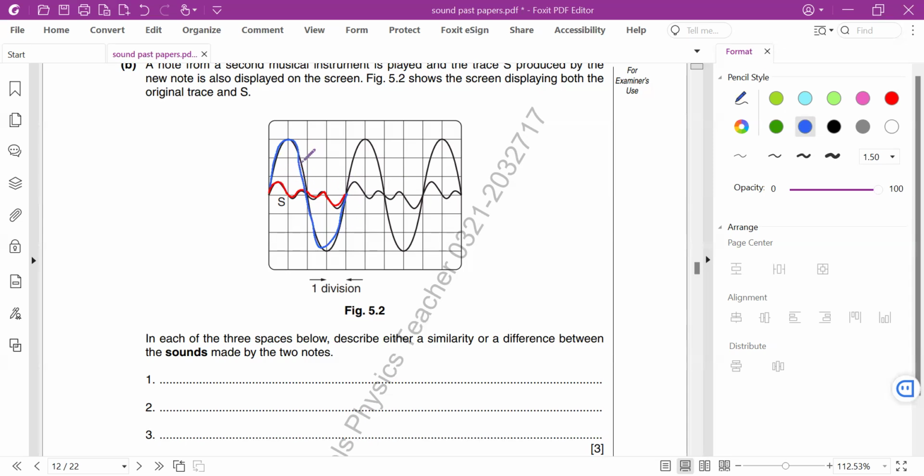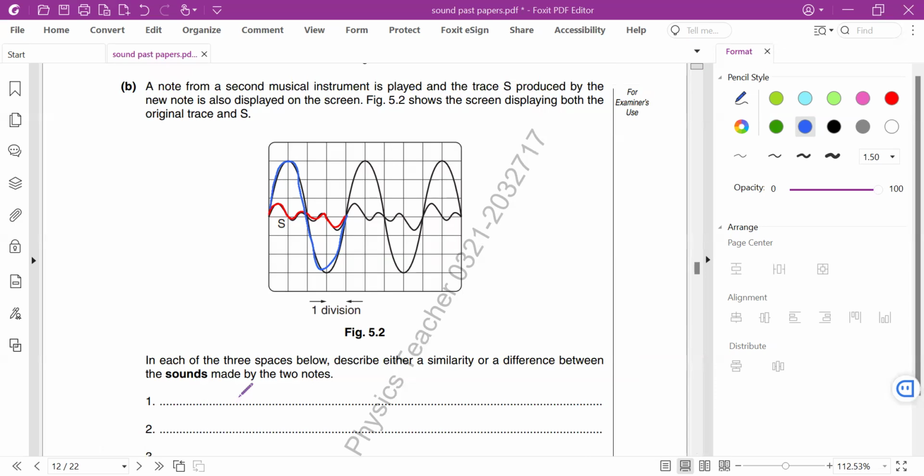And the third one is that the shape is also different. So the difference is that the original trace is louder than S.